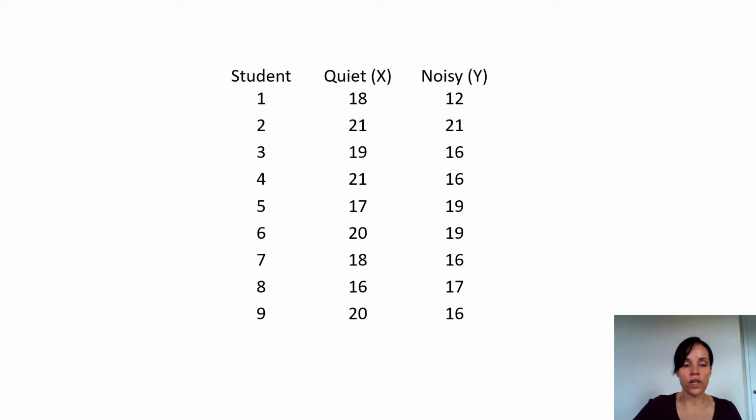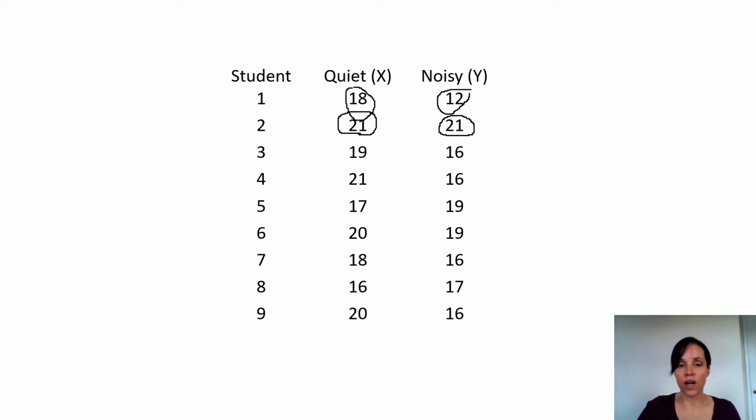To calculate the difference score, you're going to take the X score and subtract the Y score. So here, for student number 1, the X score is 18, the Y score is 12, so the difference score is going to be 6. For student number 2, the X score is 21, the Y score is also 21, so the difference score, 21 minus 21, is going to be 0. So create a new column here, label it capital letter D at the top, and calculate the difference score for each of these 9 students.